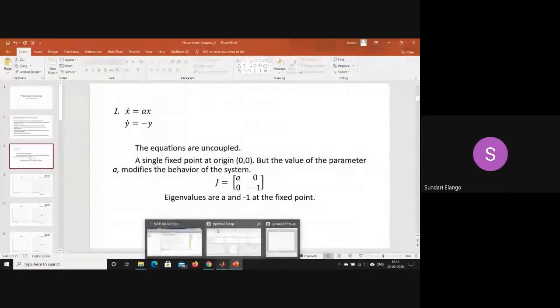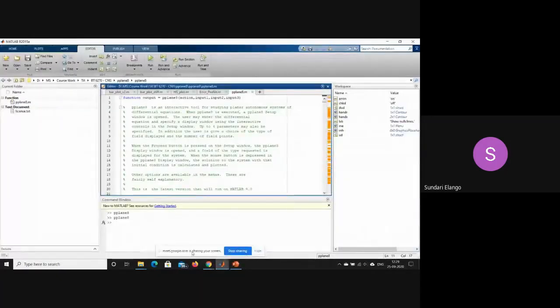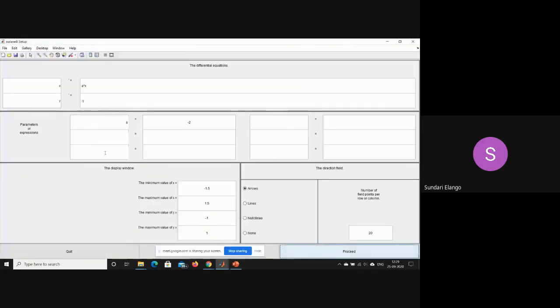So I'll just give a quick brief introduction about what you do with PPlane. Once you install PPlane, you go to the folder where you've installed it, and you'll have a .m function, a MATLAB function, there. You go to the MATLAB window and press run, and it'll start a window that looks like this. So this is your PPlane window, and these work for two-equation systems.